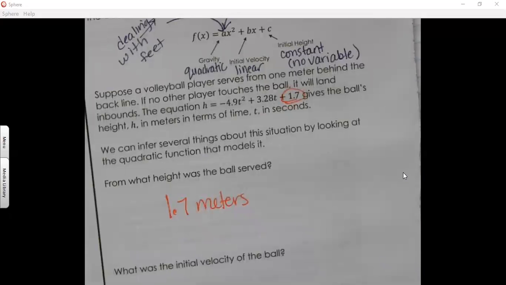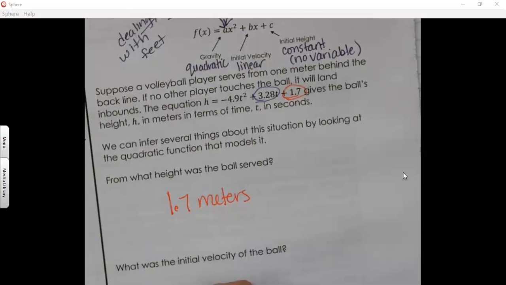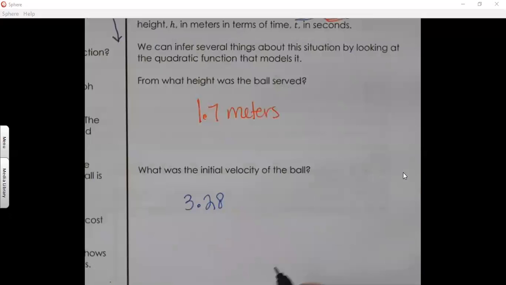What was the initial velocity of the ball? 3.28 what? Meters per hours, minutes, seconds. What do we got? It's in seconds. So velocity is a speed. You want to say per what? So 3.28. Sorry, I can't see that. So much lag time when I record and it makes me crazy, but there's nothing I can do. 3.28 meters per second.